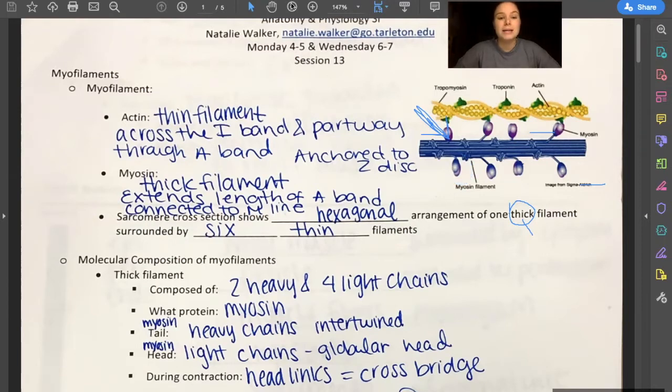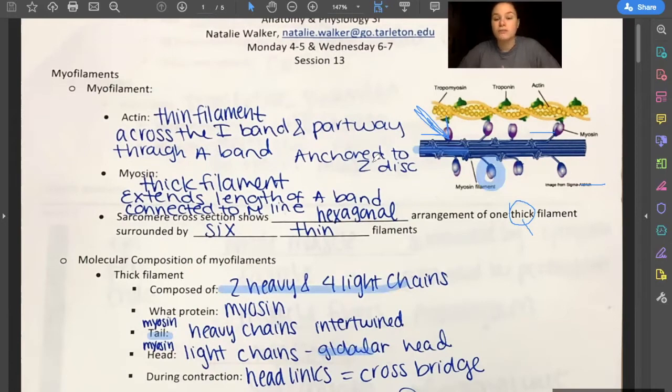the myosin tail is these, right? These kind of little squiggly bits, and then the head is that globular head, right? So it's this piece, okay? So don't get really discouraged about this. I honestly don't think you're going to need to know this. You might need to know this.